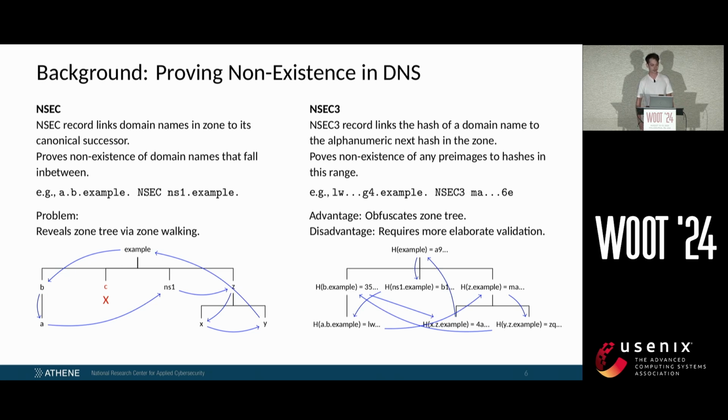There was a problem associated with this, because it allows you to jump along this linked list and find out about the entire structure of a zone. That was mitigated with the invention of NSEC3. In this, you no longer had the plain domain names, but instead hashes, and you would obfuscate that entire tree structure into a single level. The advantage was that nobody could find out what the domain names in the zone actually were, because of pre-image resistance. But on the other hand, this required a more elaborate way to prove and validate, resolver side, that some resource actually does not exist.